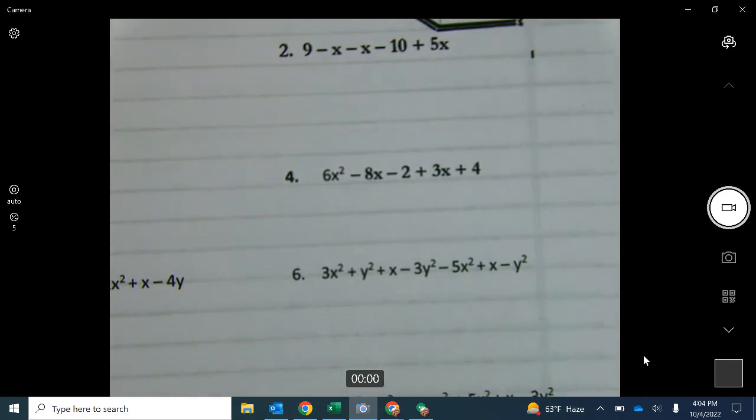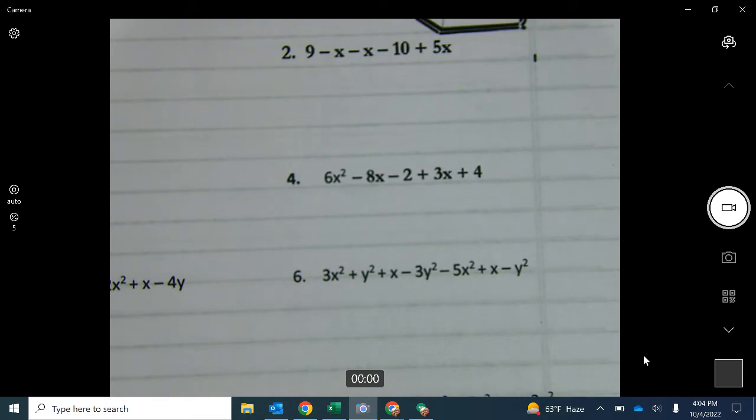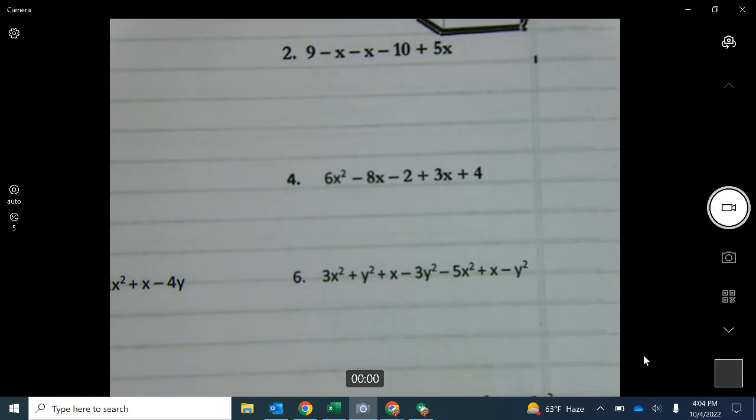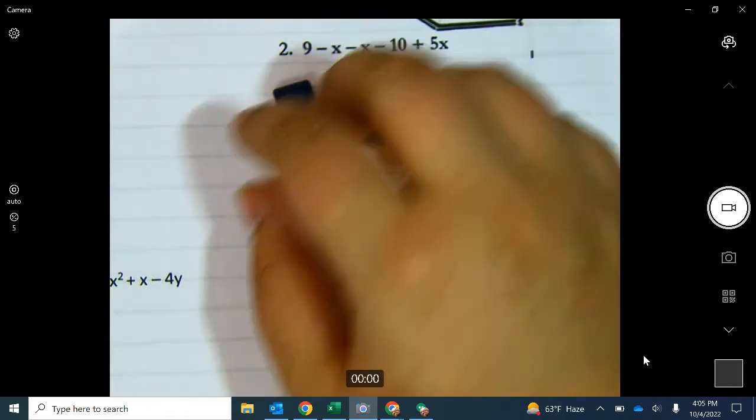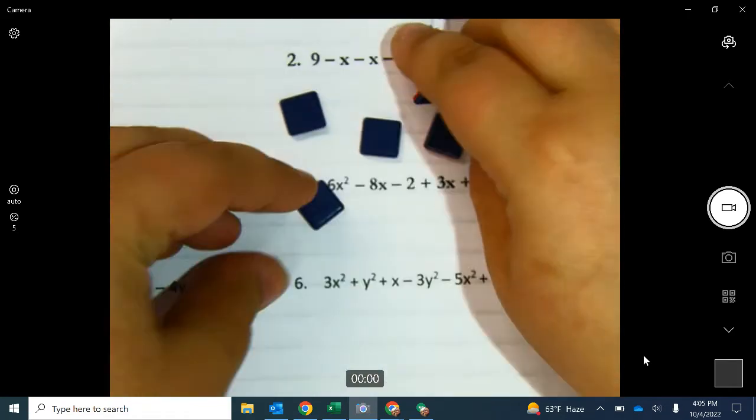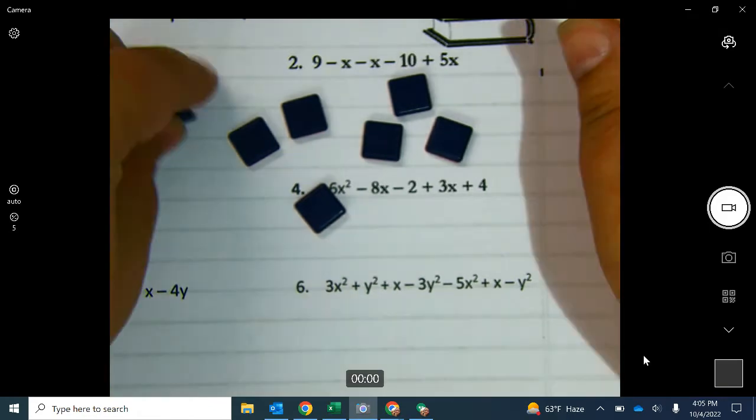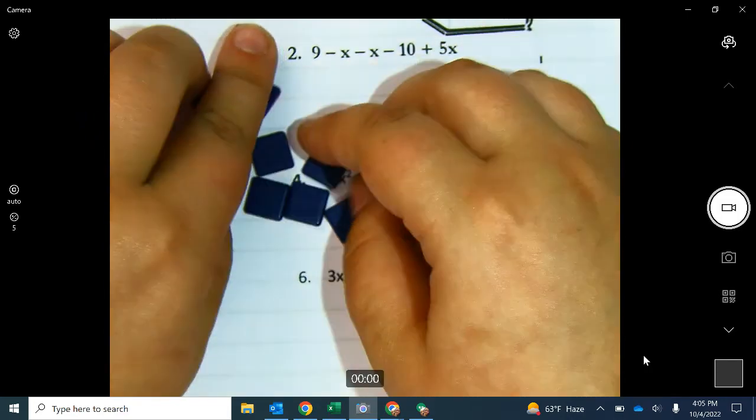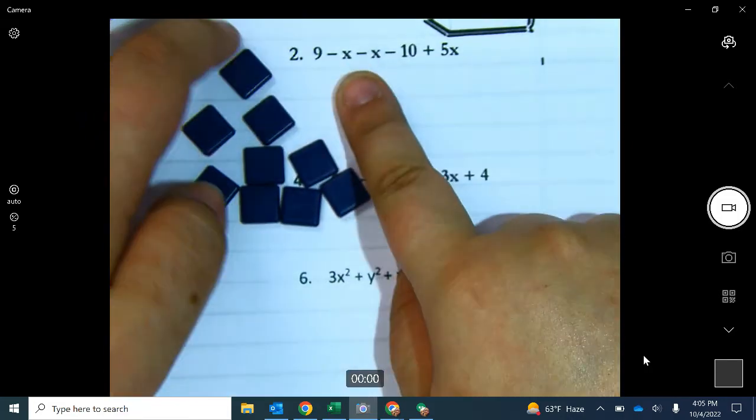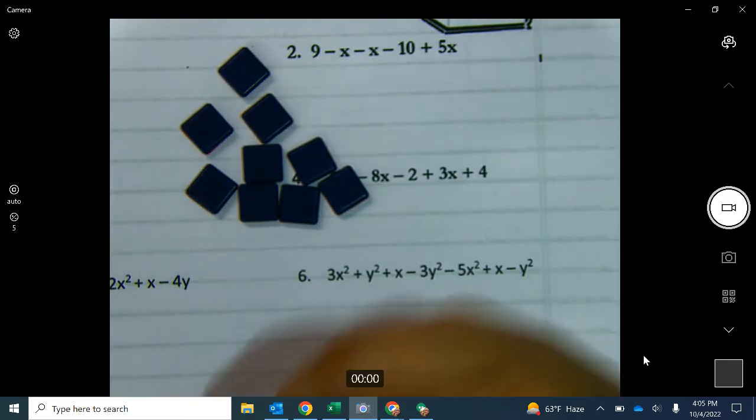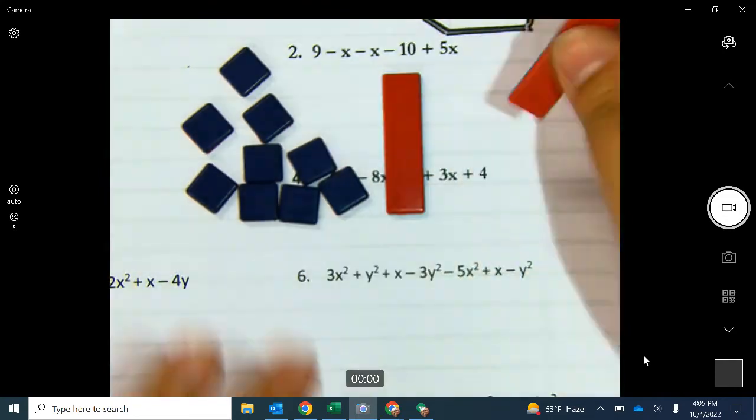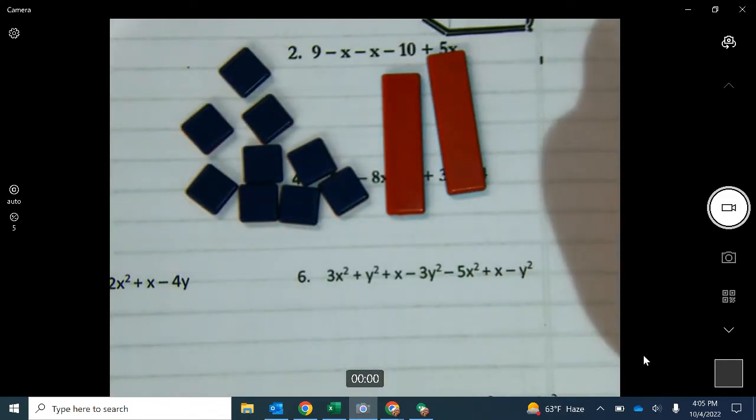All right, so our first problem is 9 minus x minus 10 plus 5x. So for this, let's go ahead and model it with our tiles. So if I have 1, 2, 3, 4, 5, 6, 7, 8, 9. All right, so I have 9 ones. Now I need a negative x. Okay, so I'm going to put it on the red side to make it negative. Now I've got another negative x. And then I see that I have 10 negatives.